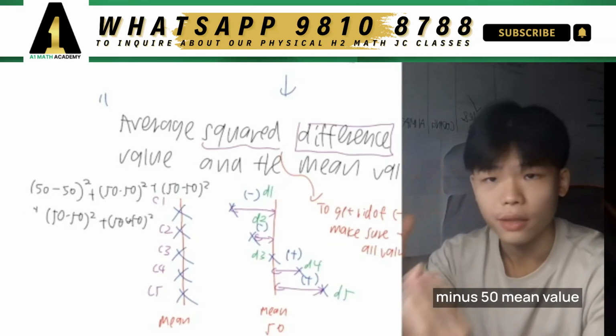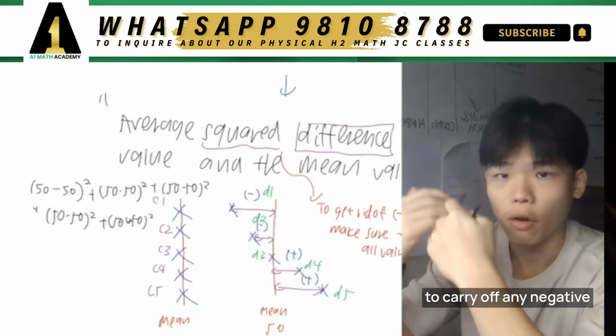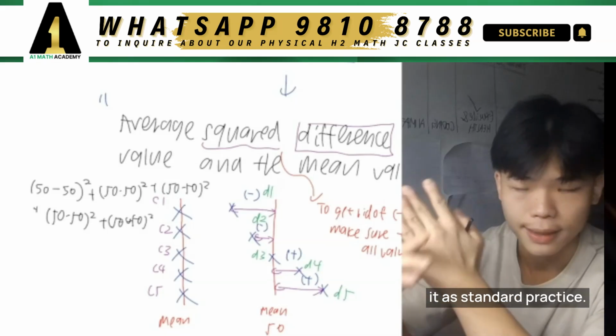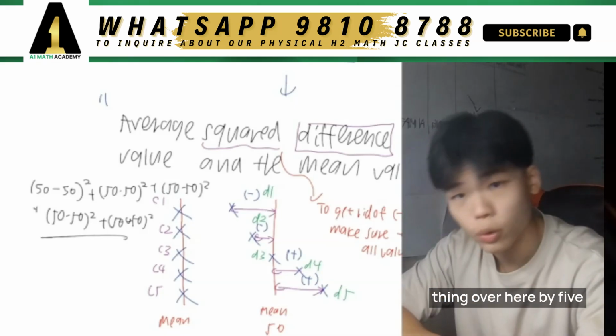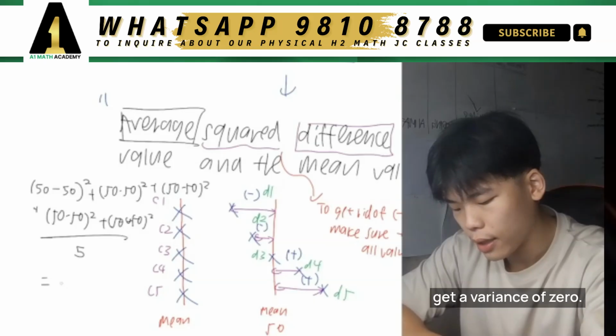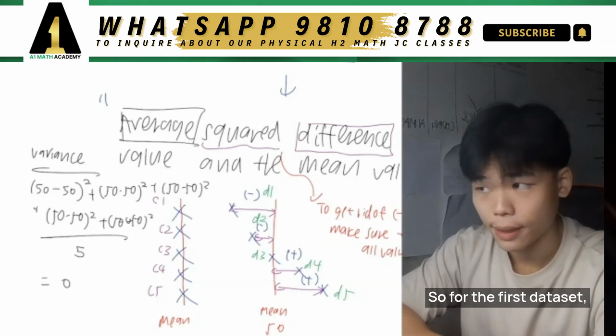Because we take the mean value 50 minus the actual value of 50, and then we square it to get rid of any negative if there is. But even if it's positive, we just square it as standard practice. Then we divide this whole thing over here by 5 because we want to find the average squared difference. And then in the end, we get a variance of 0. So this is the variance. So for the first data set, the variance is 0.